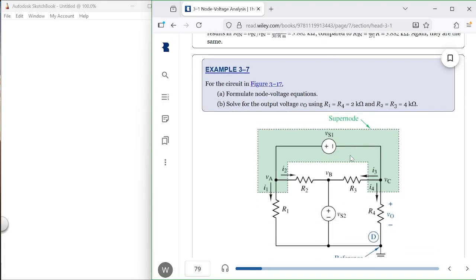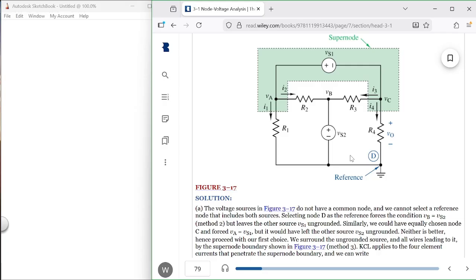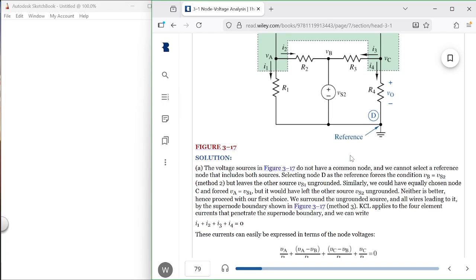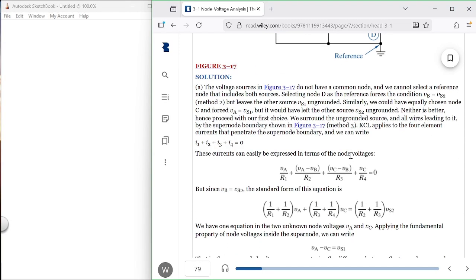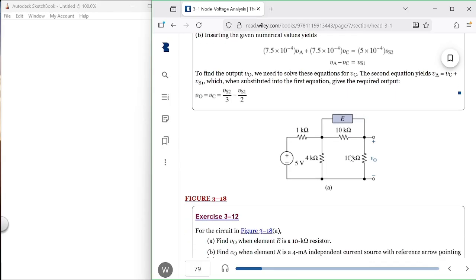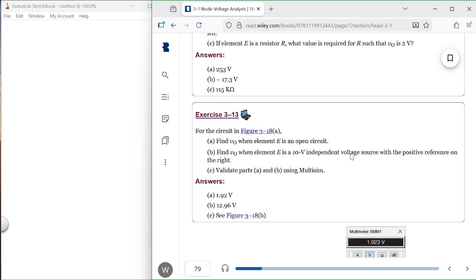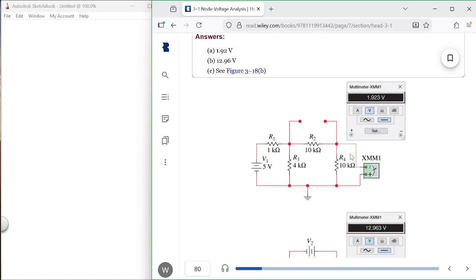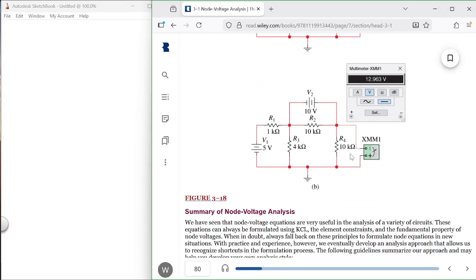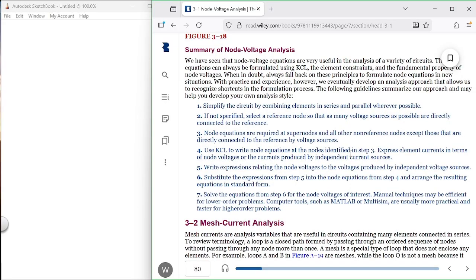So again, you're going to be asked at some point in your life, if you want to get a PE, to do a 3 by 3 by hand without benefit of a calculator that can do it. You have to do it with a $20 calculator, not an expensive calculator, but you can do it. It's not hard. Okay. Moving along. That's a summary of node voltage analysis.